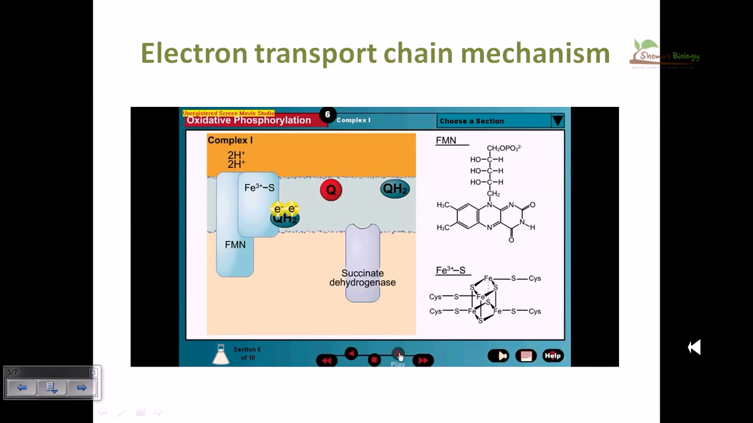In this manner, a proton differential, and therefore a pH gradient, begins to form across the inner membrane. The energy released from the dissipation of this proton gradient will eventually be used to form ATP.